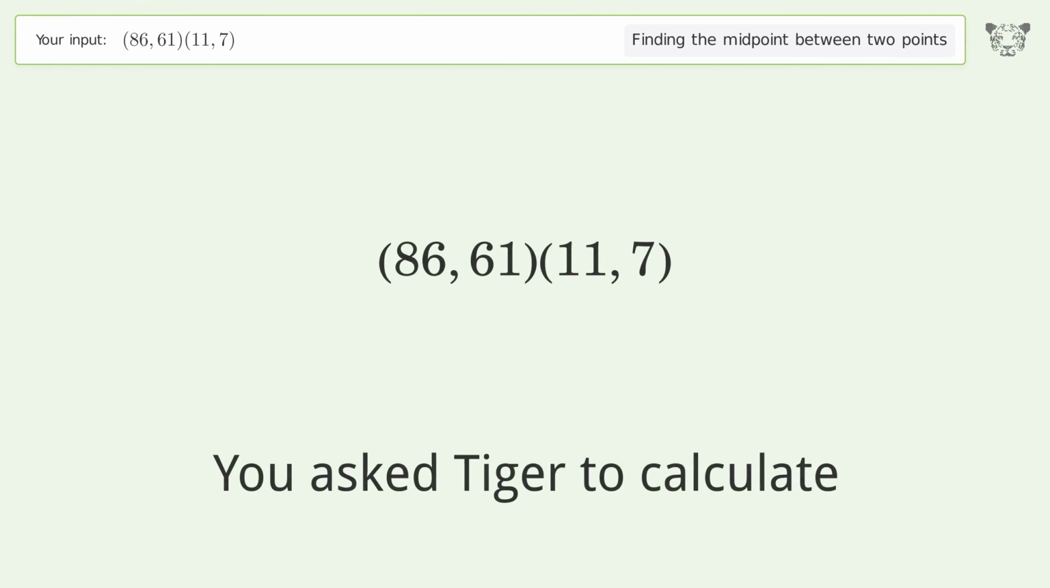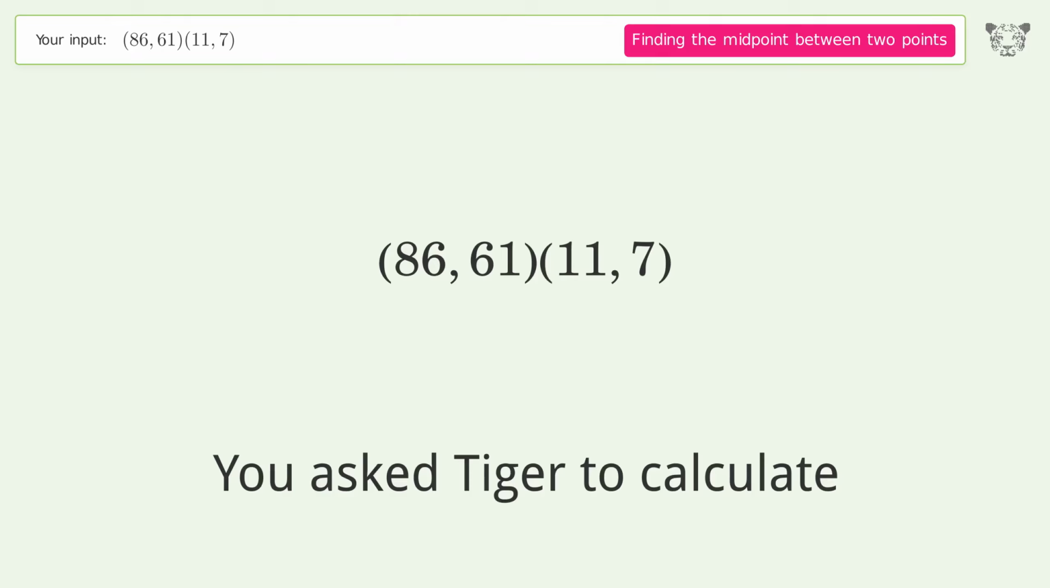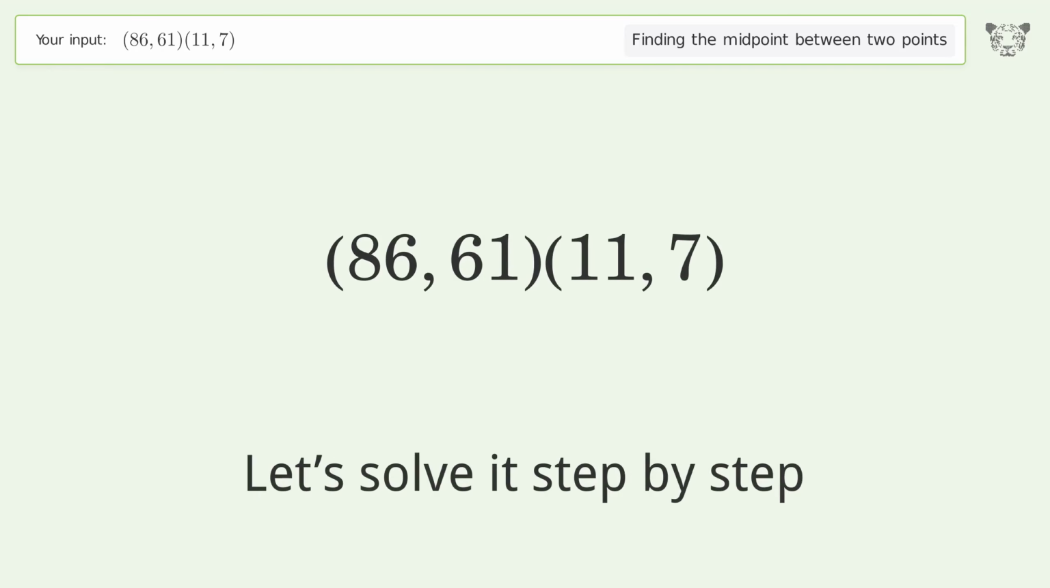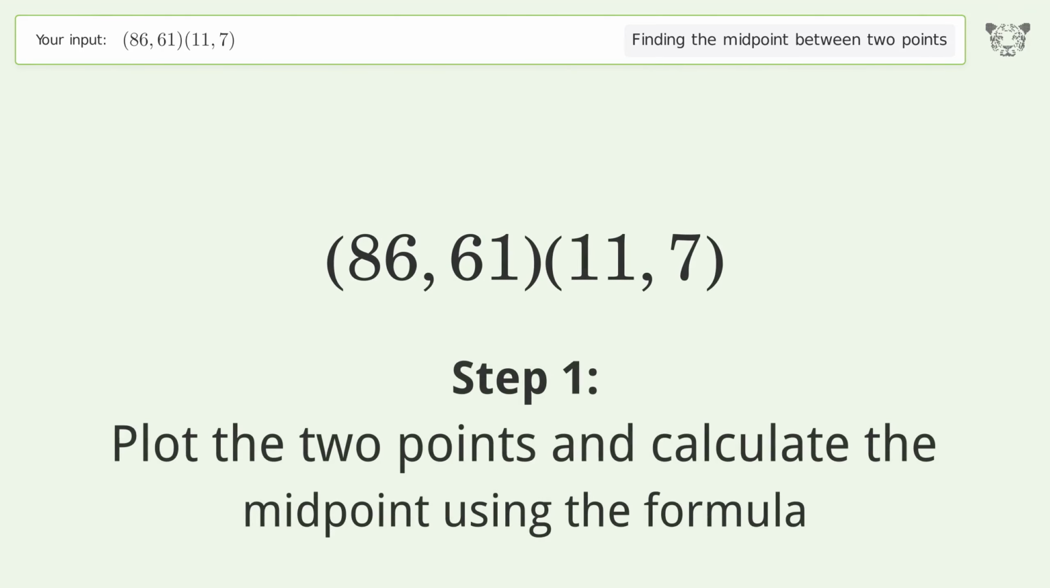You ask Tiger to calculate. This deals with finding the midpoint between 2 points. The midpoint between the 2 points is 48.5, 34. Let's solve it step by step. Plot the 2 points and calculate the midpoint using the formula.